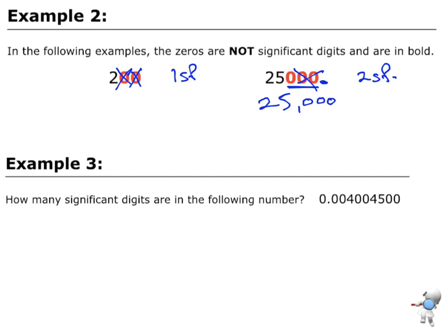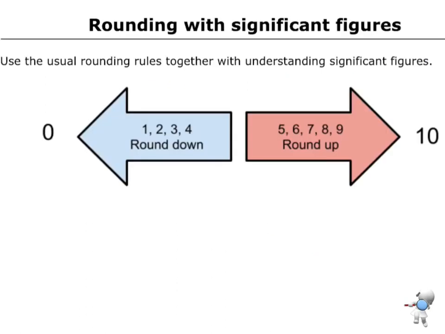So let's have a look at this example here. We want to know how many significant figures we've got. The zeros at the front don't count, but any of the zeros between do, and the zeros at the end do. So in this case, we've got 1, 2, 3, 4, 5, 6, 7 significant figures or significant digits. So that's what significant digits are.